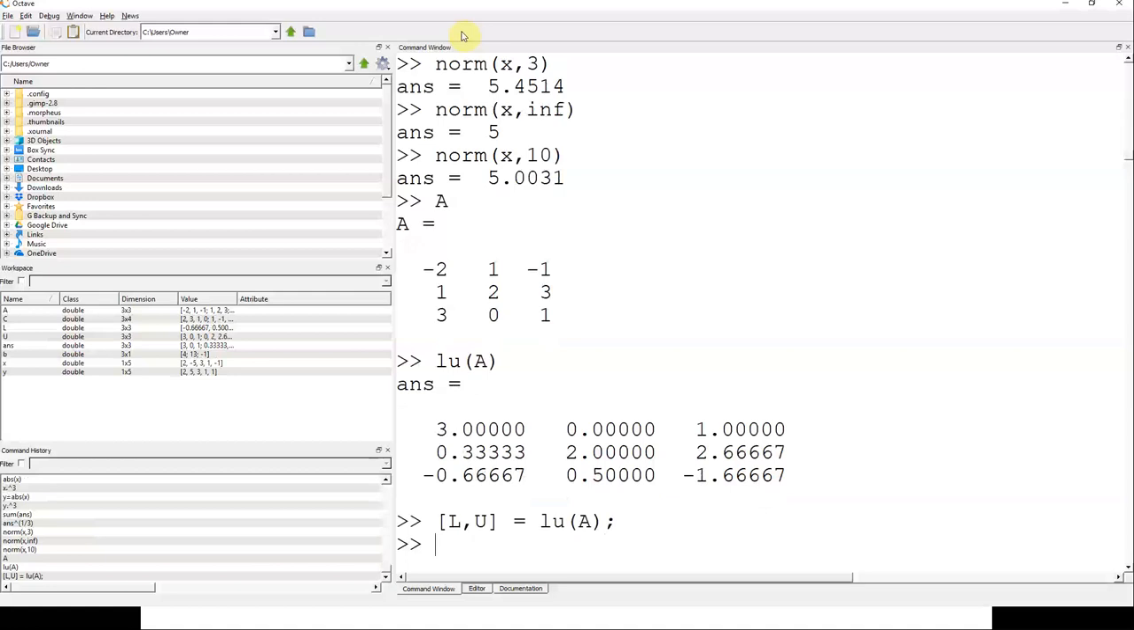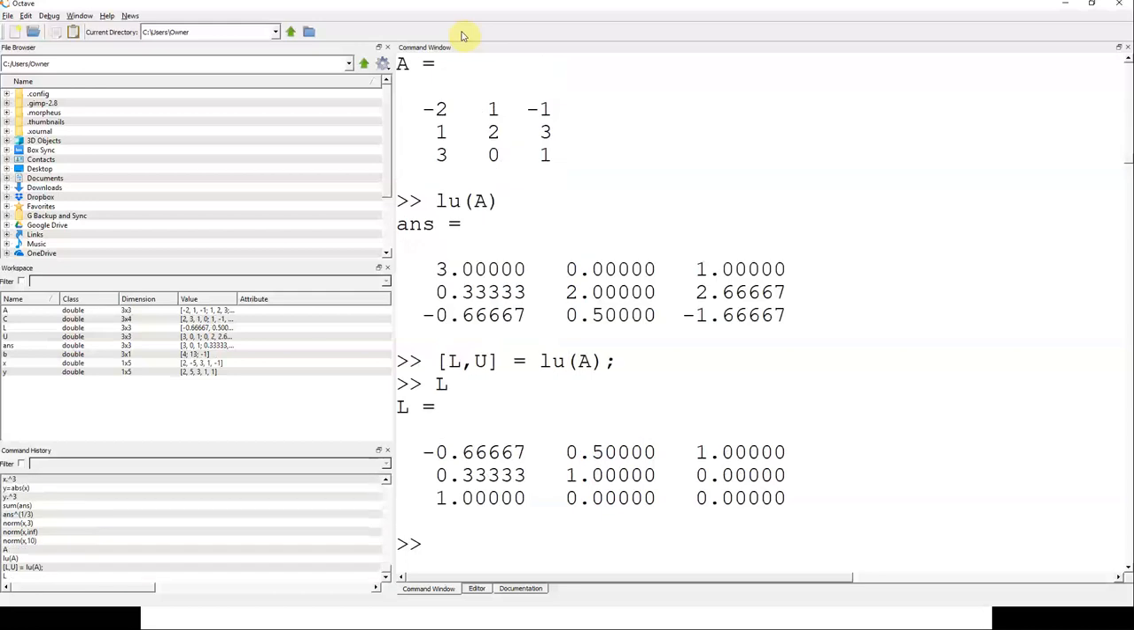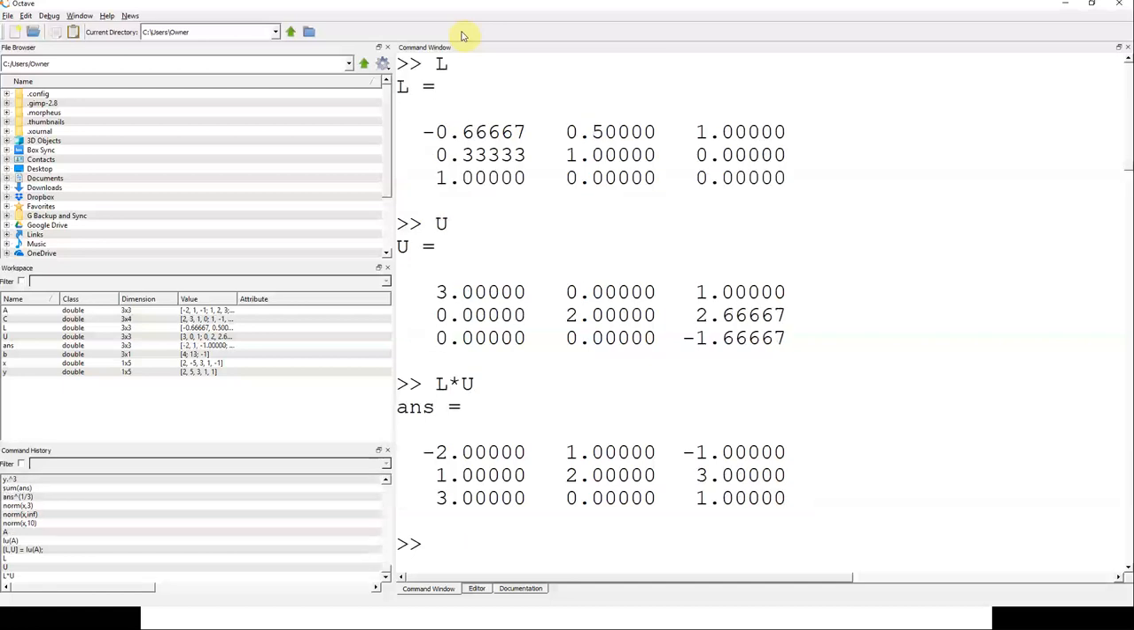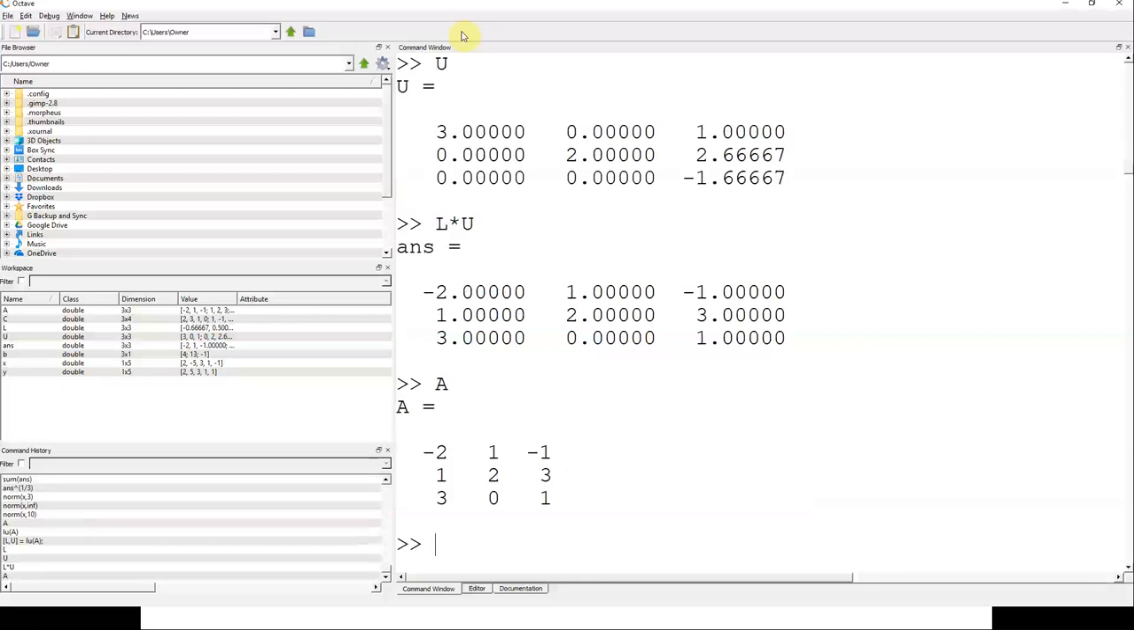Okay? So if I look now, I have L, because I just told it to save something called L. That's what L is. And I told it to save something called U. That's what U is. Okay? So, let's type L times U. L times U. You might say, what is that? L times U is A. Look.